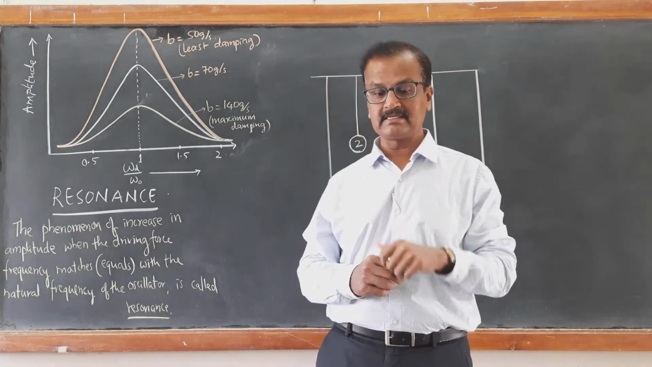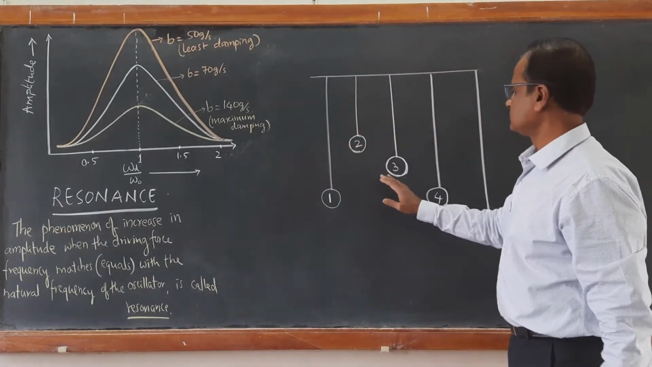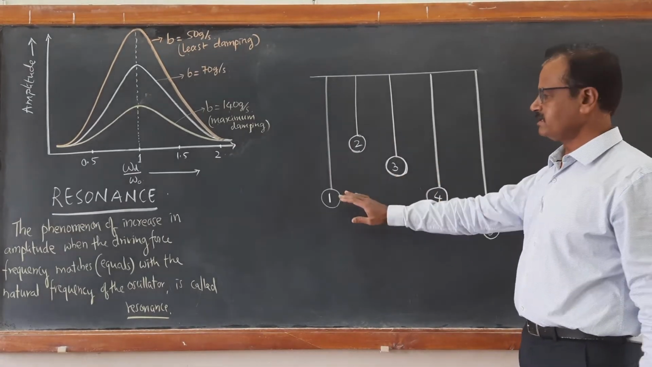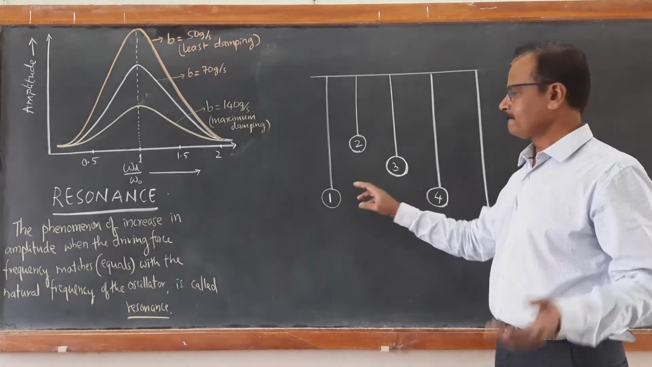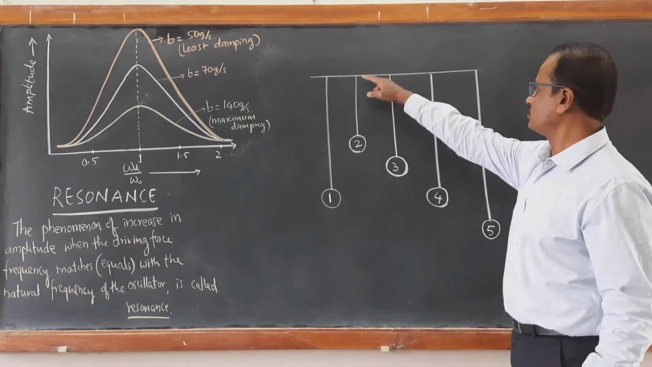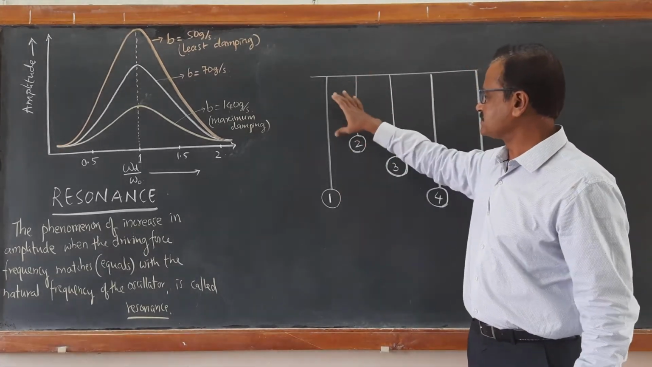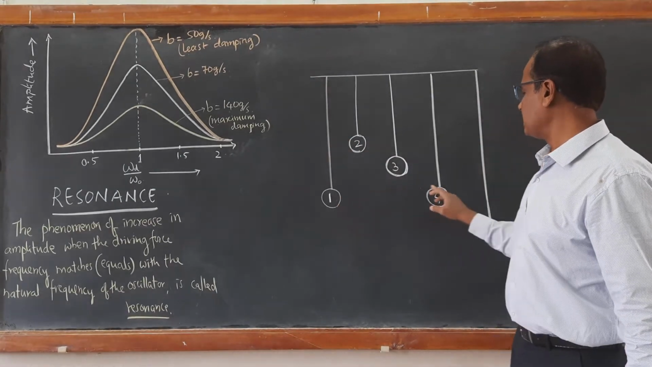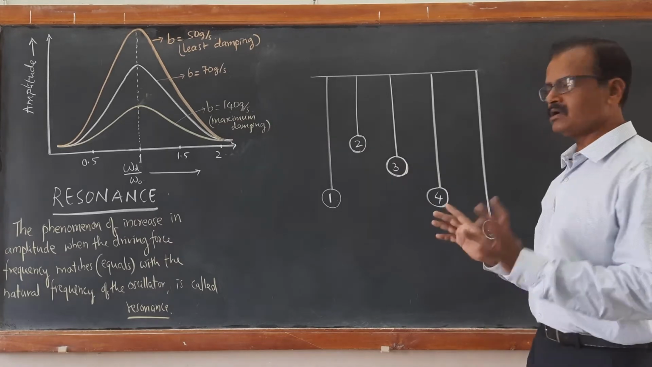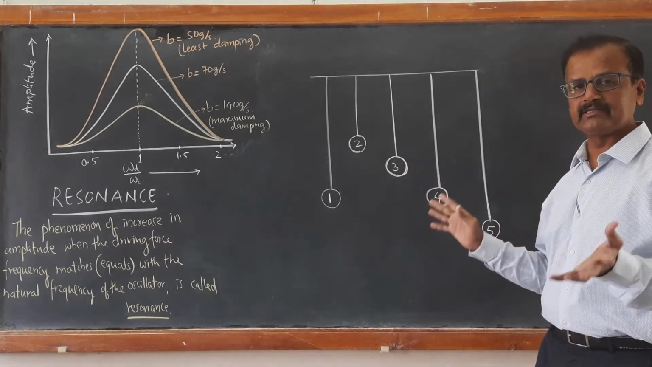Let us see one interesting demo here. These are pendulums of different lengths. They are of the same masses, you can say. 1, 2, 3, 4, 5. Five pendulums are connected to one common rope. They are of different heights. Number 1 and number 4 are of the same height. 2, 3, 5 are of different heights. The fifth one is of quite a longer length.